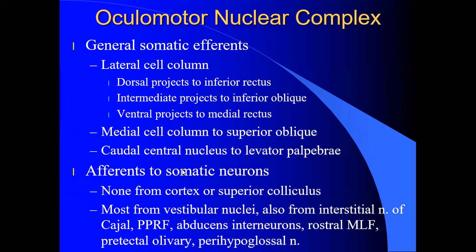The afferents you then have. The afferents to the somatic neuron do not include the cortex or superior colliculus. Most of the information is coming from vestibular or from the interstitial nuclei, the reticular formation of the brainstem, of the midbrain in particular. Here's a residual of the frog from the perihypoglossal.